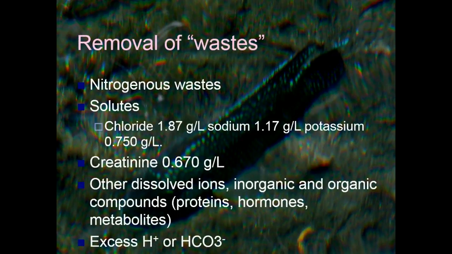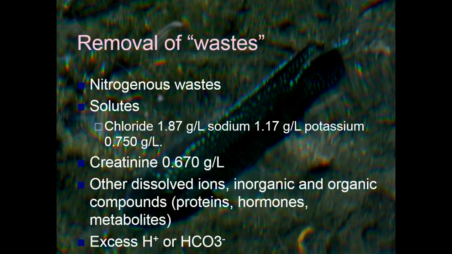Alright, and finally the removal of wastes, which is what we usually think of when we think about the excretory system. We have nitrogenous wastes. We deal with those in the last section of this lecture. We have different types of solutes that may be present in excess and our body has to get rid of them. Chloride, sodium, potassium, for example. We have creatinine, which is derived from creatine phosphate, an important molecule in the cells that provides for rapid substrate-level phosphorylation when ATP is needed in the cells. There are other dissolved ions, inorganic and organic compounds, small proteins, hormones, and all sorts of different metabolites that we also get rid of through the urine.